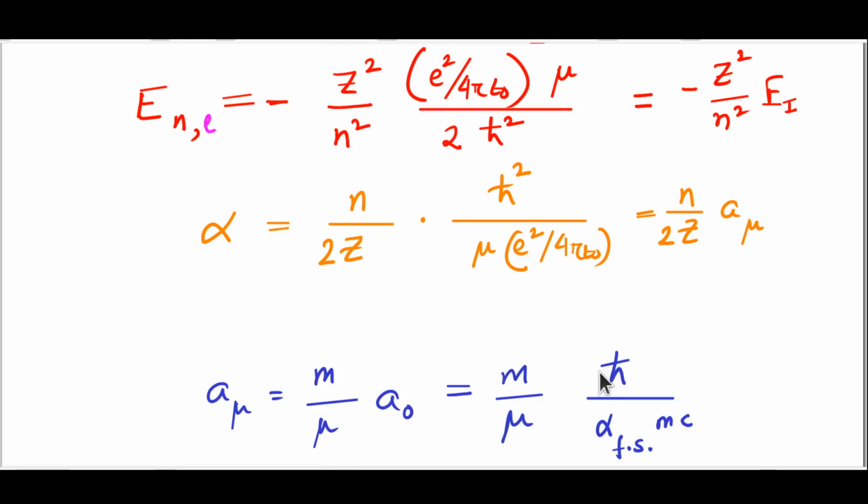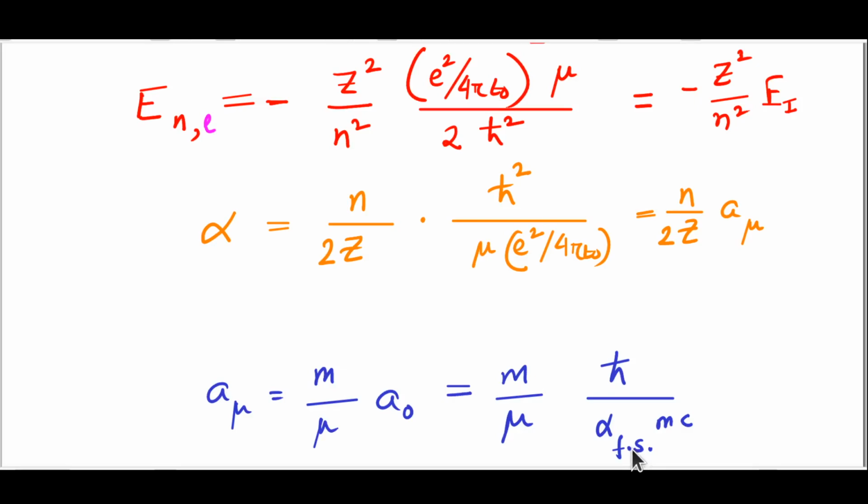And a_0 can be written in many other different ways. One very useful way is this: a_0 is h cross by mc divided by alpha_fs. Alpha_fs here stands for the fine structure constant. You must have realized that my choice of the name alpha for this dimensional parameter is rather unfortunate, because we are used to using alpha for the fine structure constant. Because I've already committed to using alpha for this particular parameter here, I'm going to call the fine structure constant alpha_fs, at least for the purposes of this lecture.